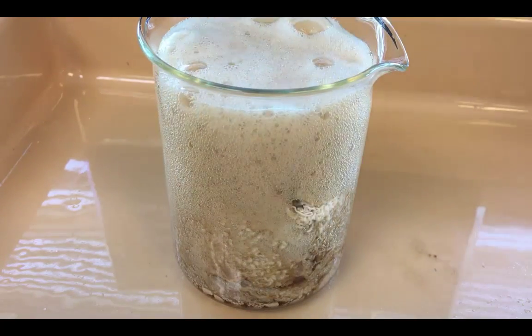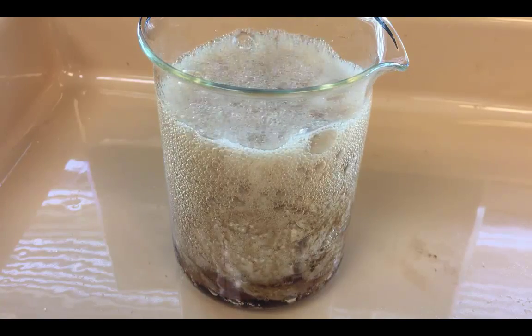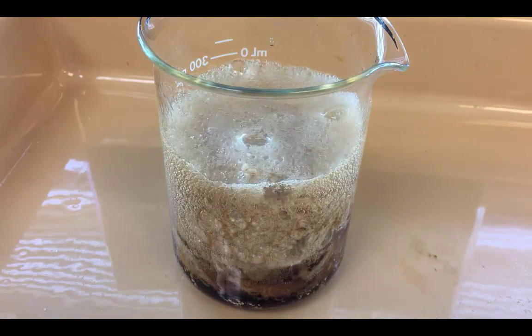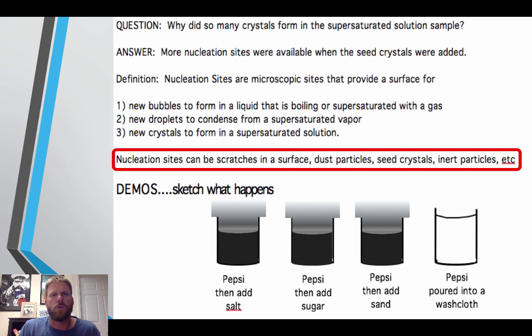The soda bubbles up and fizzes because of all the nucleation sites possible for bubble formation on the surface of the rag. So just to recap, when we added all those different substances to the Pepsi, we saw lots more fizzing, lots more bubbling. That's because we provided nucleation sites for that dissolved carbon dioxide to form bubbles and come out of solution. So no matter if it was the salt, the sugar, the sand, or the washcloth, all of these items provided additional nucleation sites for the formation of bubbles of the dissolved carbon dioxide.